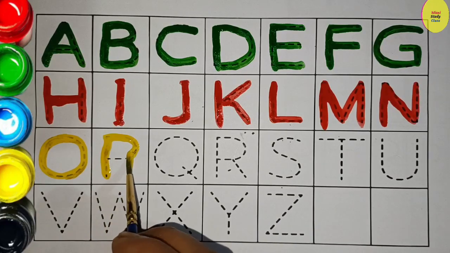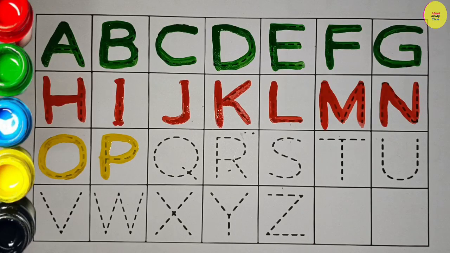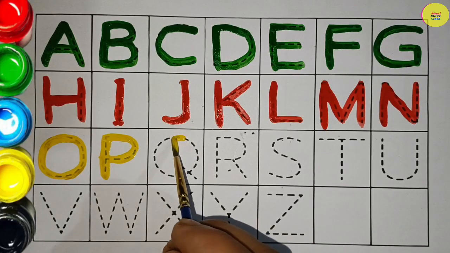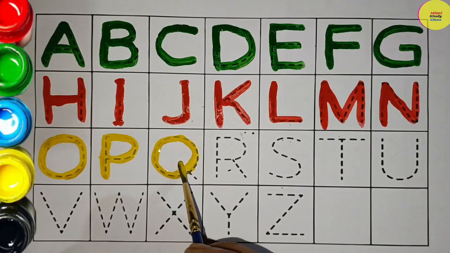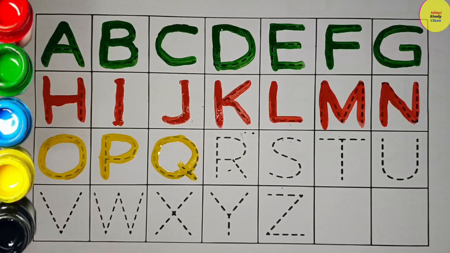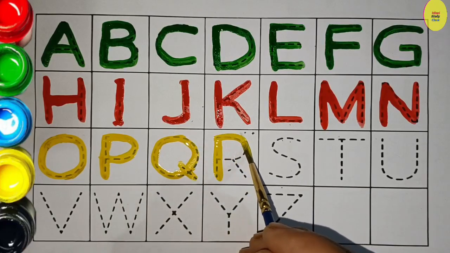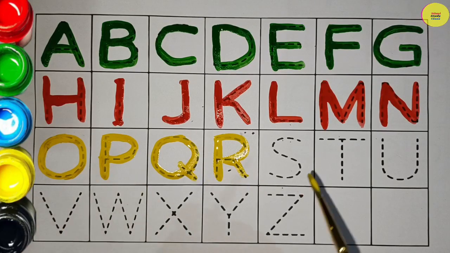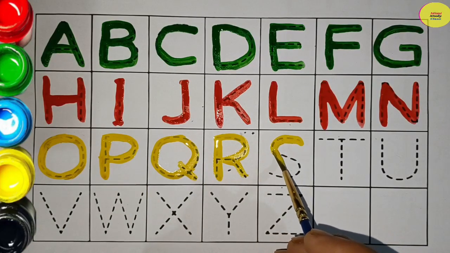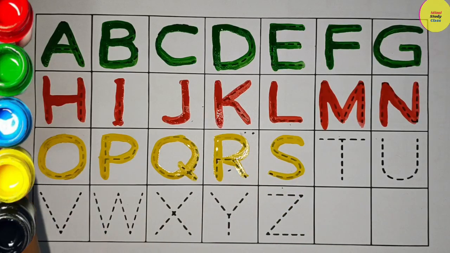P for parrot, P for parrot. Q for queen, Q for queen. R for rainbow, R for rainbow. S for sun, S for sun.